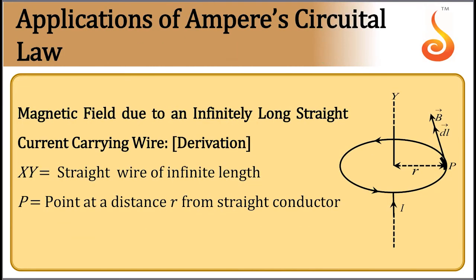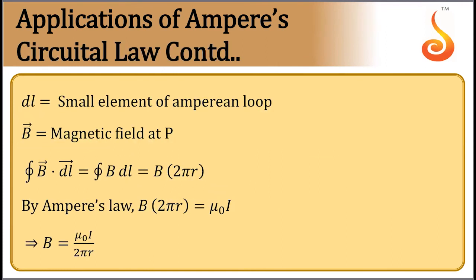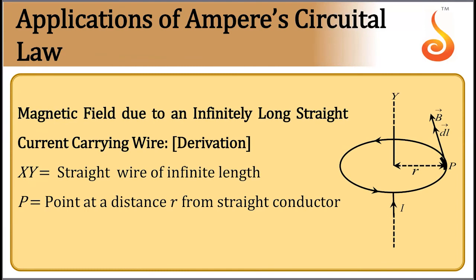Now using Ampere's circuital law, we can calculate the field due to a straight current carrying conductor, an infinitely long straight current carrying wire. No need of derivation, just note the diagram. Take the heading: magnetic field due to infinitely long straight current carrying wire. Note the diagram and directly take the expression on the next slide.